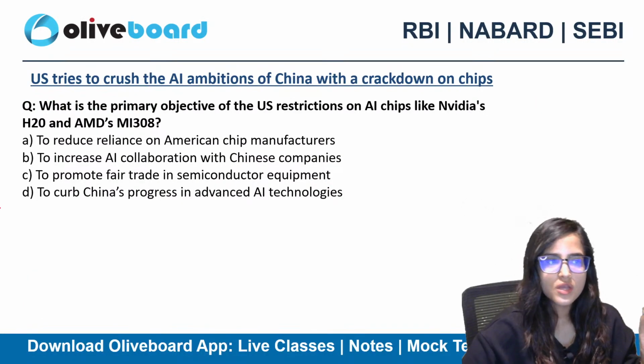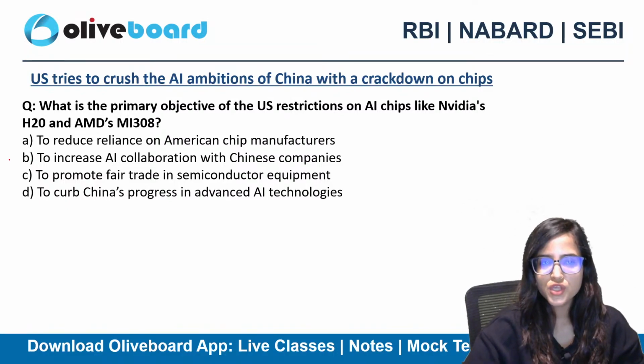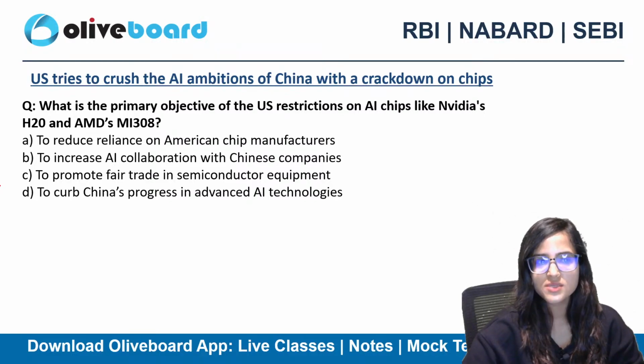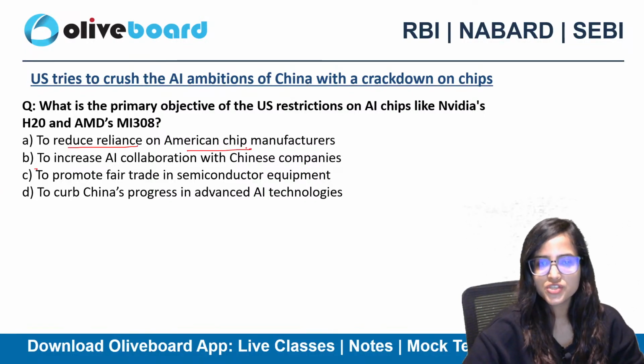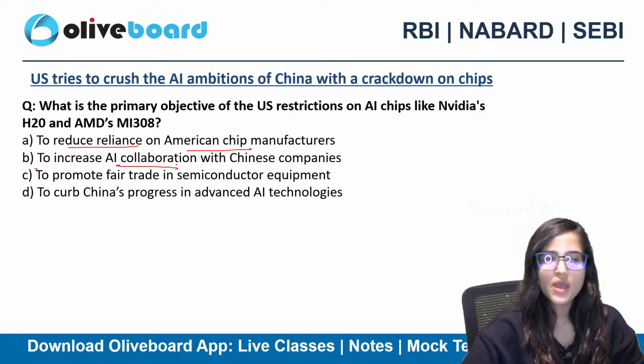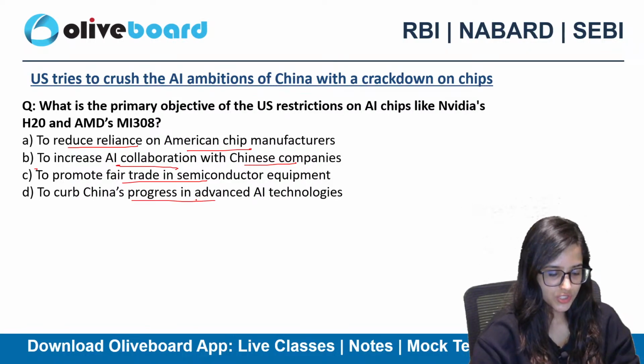Okay. So if you understood, let's try and solve this question. What is the primary objective of the US restrictions on AI chips like Nvidia's H20 and AMD's MI308? What is the primary objective? To reduce reliance on American chip manufacturers, to increase AI collaboration with Chinese companies, to promote fair trade in semiconductor equipment, to curb China's progress in advanced AI technologies.